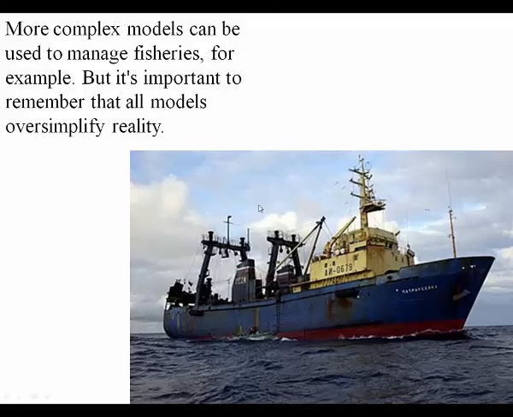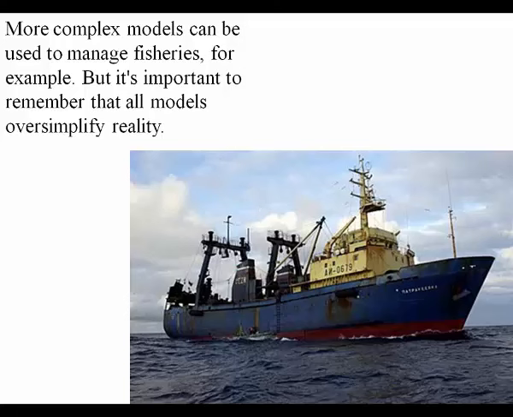These models, particularly the logistic model, or more sophisticated versions of it, have been used to do things like manage fisheries or predict what's going to happen to an endangered species and so forth. And they're extremely powerful tools for doing this. But I want you to keep in mind one thing that's very important. All mathematical models oversimplify reality. Okay?